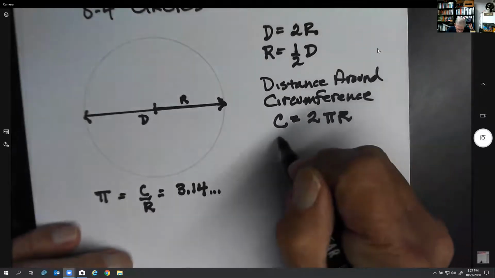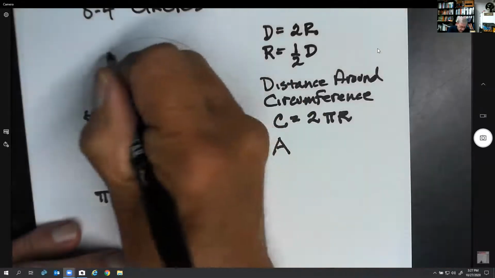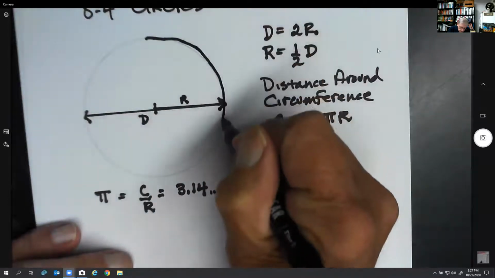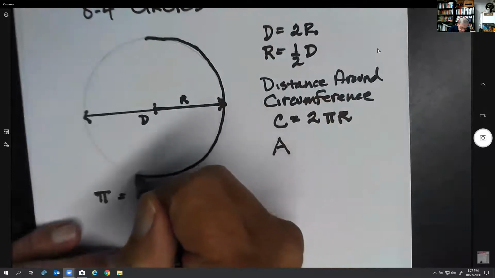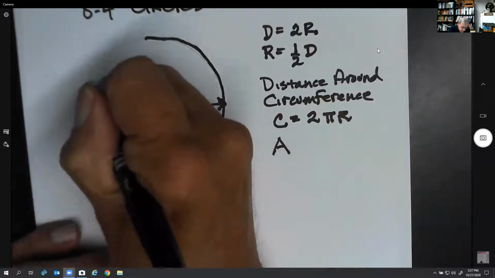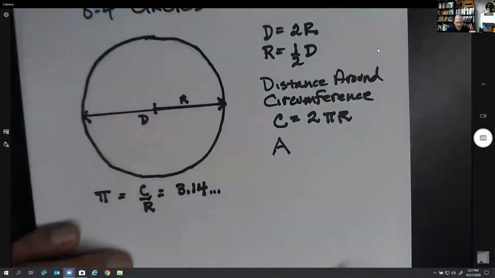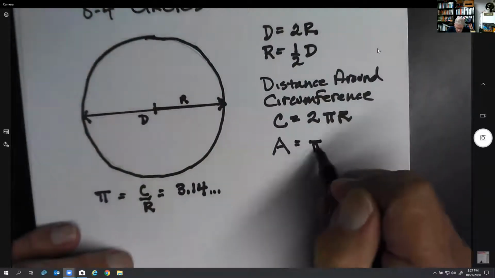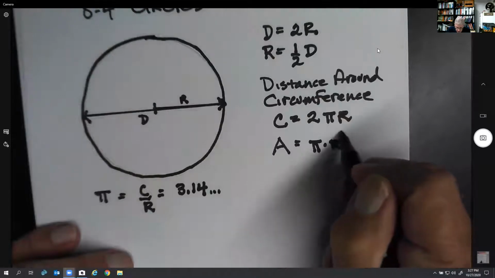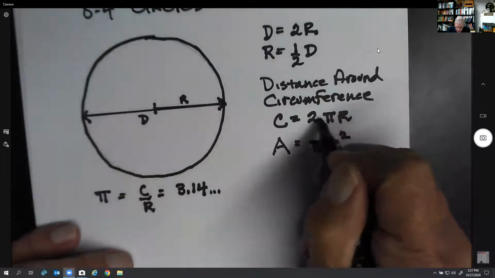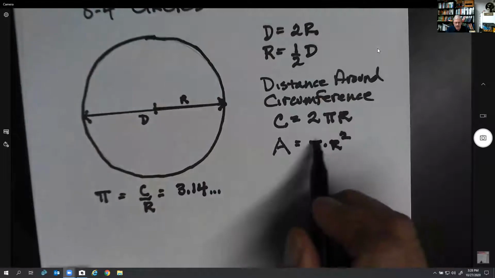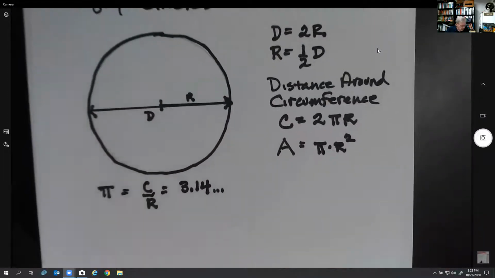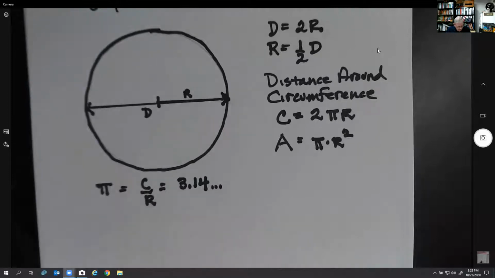The area of a circle, the area inside here, we can draw this a little darker. The area inside that circle is pi times r squared. When these don't have times signs, they mean times. So this is pi r squared. And that's basically the information we need about a circle. That's all there really is to it.